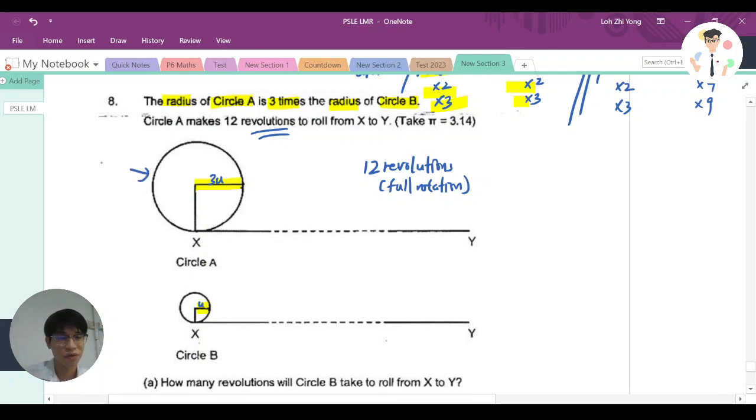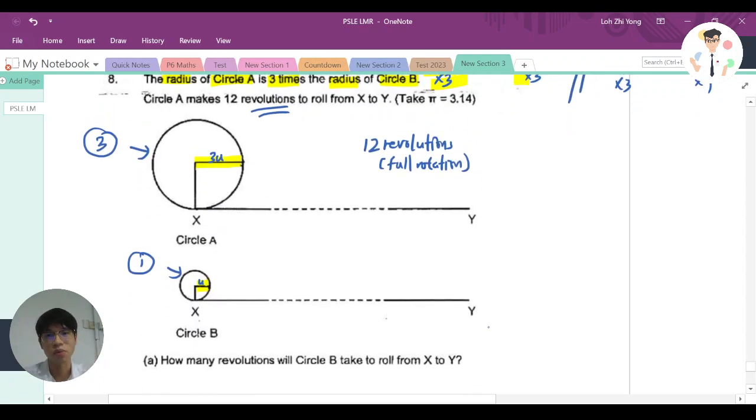Because the circumference is 3 times, in order to catch up, you also need to times 3. Let me write here: circle B will take 12 times 3, which is 36 revolutions to go. Why? Because circle A is 3 times bigger, that's why it can take 3 times fewer rotations than B. Now let's move on to question B.